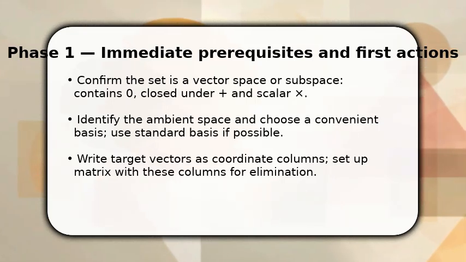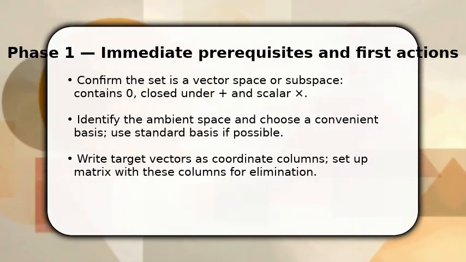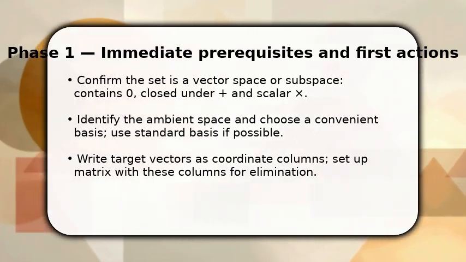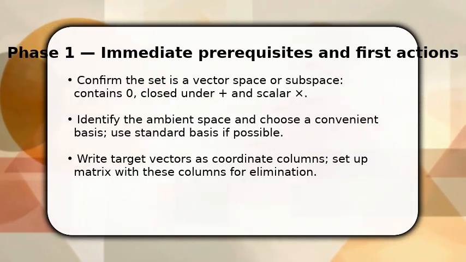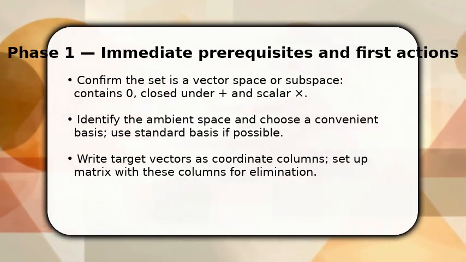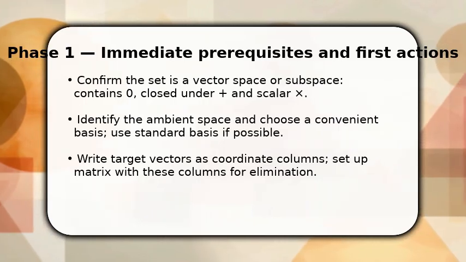You start by confirming the object is actually a subspace. Make sure 0 is included and that sums and scalar multiples stay inside. Once done, pick the ambient basis. Often the standard basis simplifies work, and express each vector as a column of coordinates.